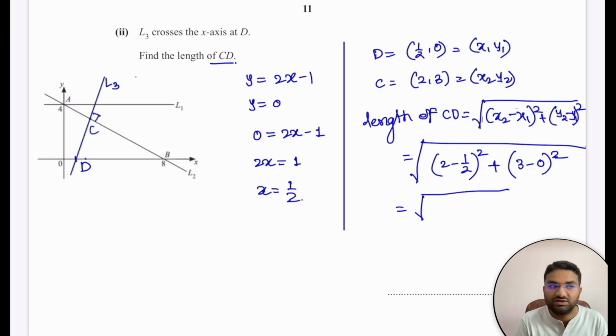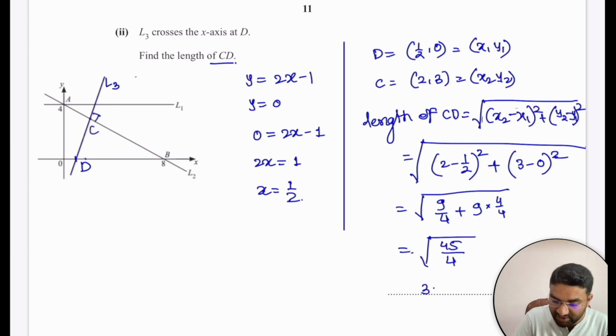That is also fine. Alright, it will be (2, 4 minus 1) is 3, 3 squared is 9 by 4 plus 9, right? And here multiply 4 by 4, 45 over 4, and in simplified form, you can use the calculator here, 3.35. Okay, 3.35 units is the length of CD.